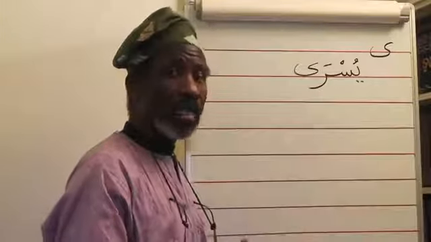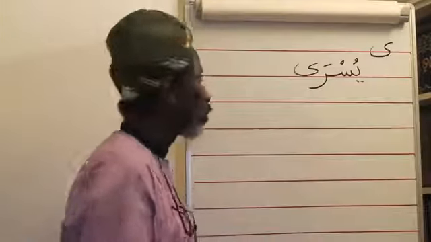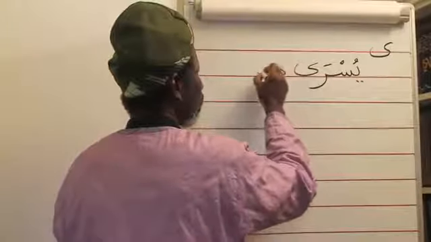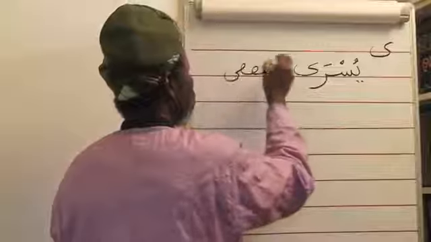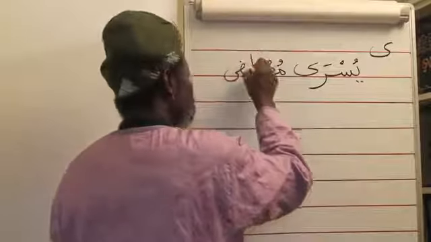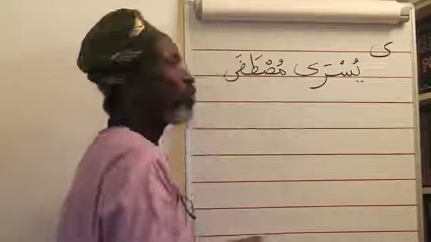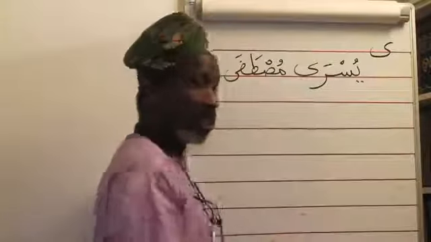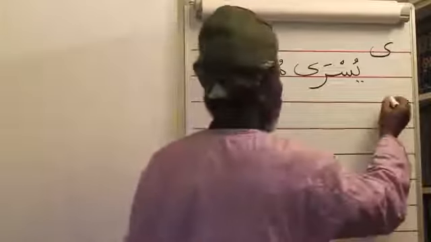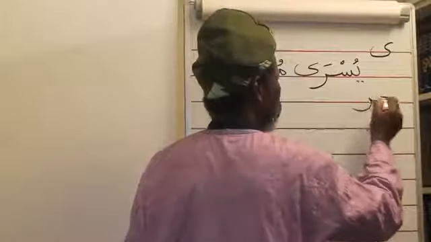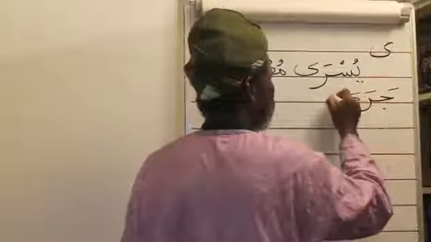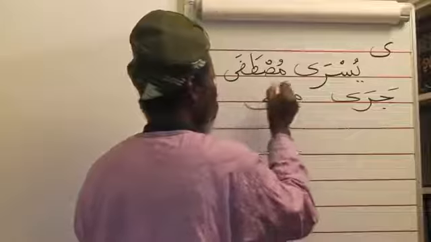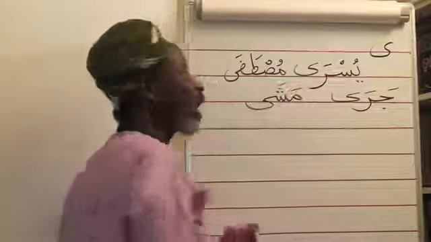It's on page 62 of the book. Mustafa. Again, that's Alif Maqsura. A verb, for instance, Jara. Masha.